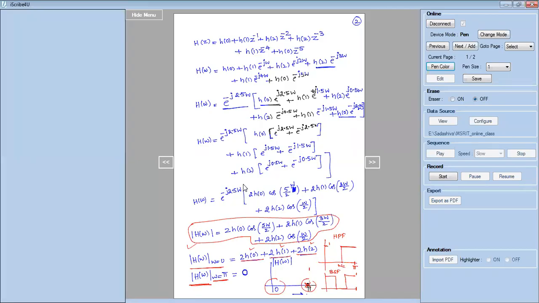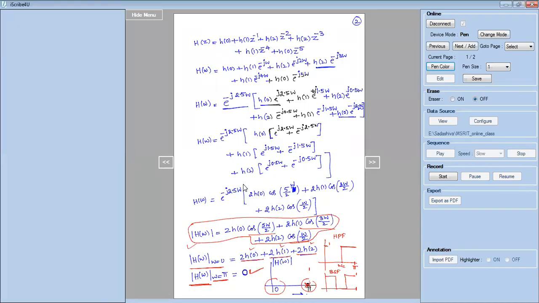You may choose m equal to 100, sorry, it should be an even number. So you choose m equal to 100 or m equal to 1000. You write the general expression, or whatever the expression, and at omega equal to pi you get the magnitude response as 0, because all these cosine terms will have odd integer multiples of pi by 2 at omega equal to pi. Therefore you will get the magnitude response at omega equal to pi as 0.